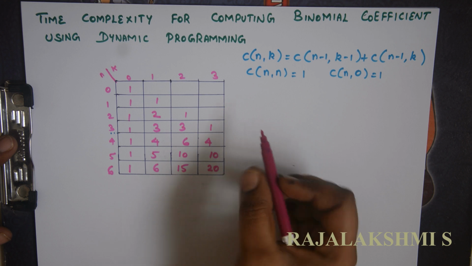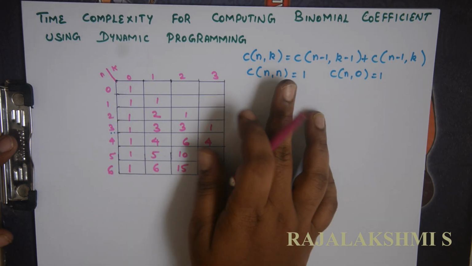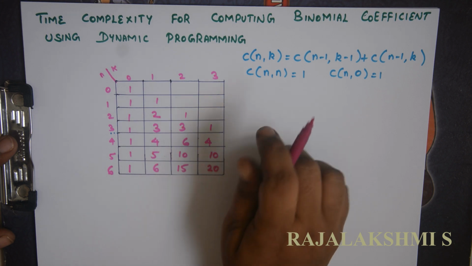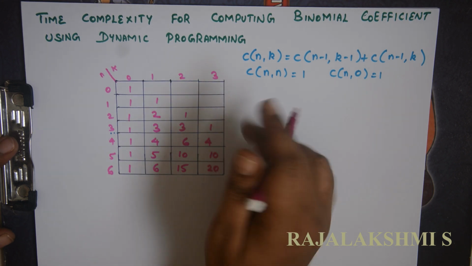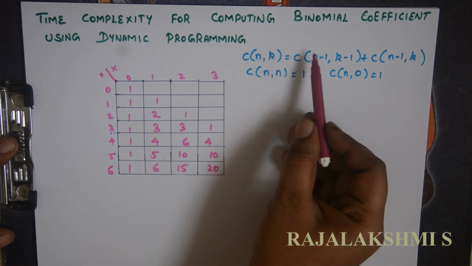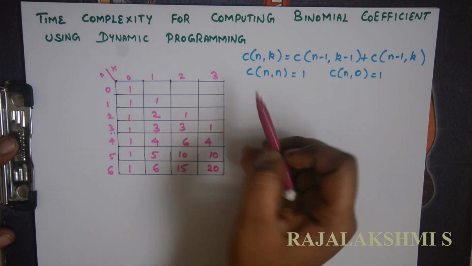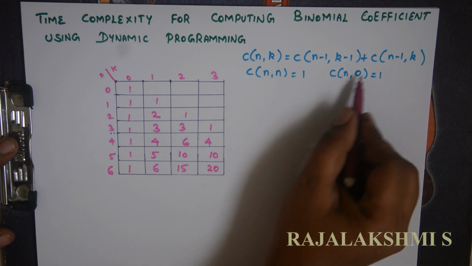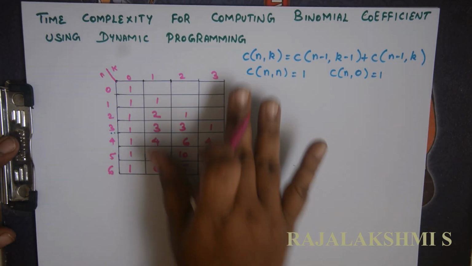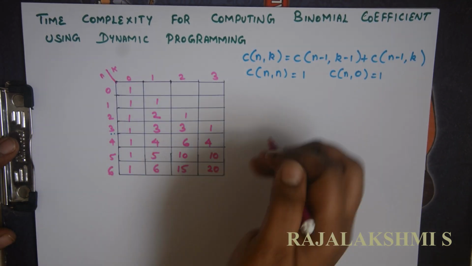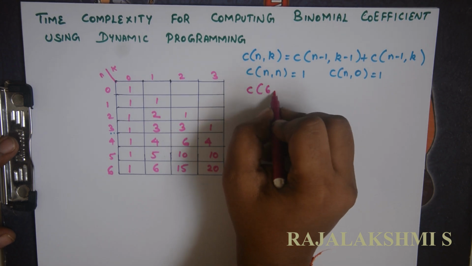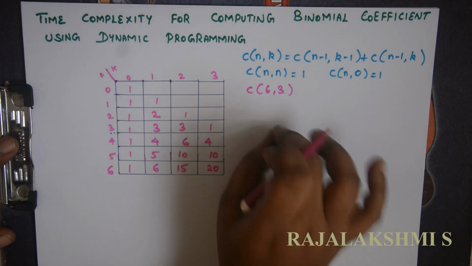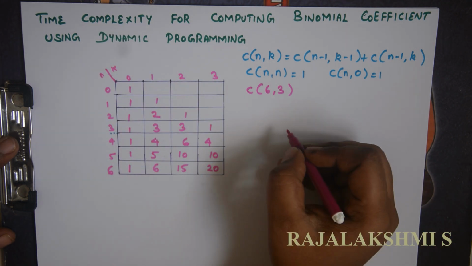In this tutorial, we are going to compute the time complexity for computing the binomial coefficient using dynamic programming. In the last tutorial, we had discussed how to compute the binomial coefficient using dynamic programming. The formula involved is C of n comma k and the base cases, right? This table I got from the previous video, which is C of 6 comma 3. Using this we will see how to compute the time complexity.